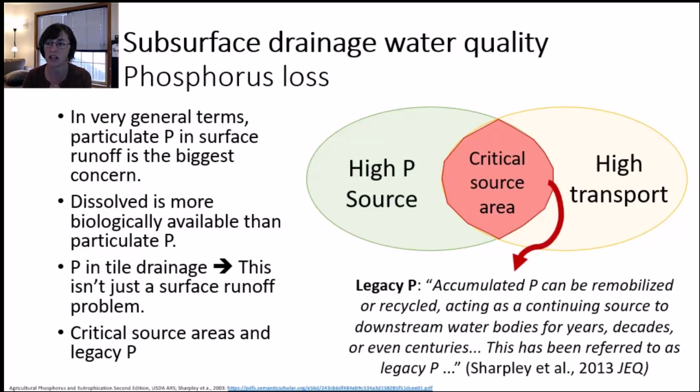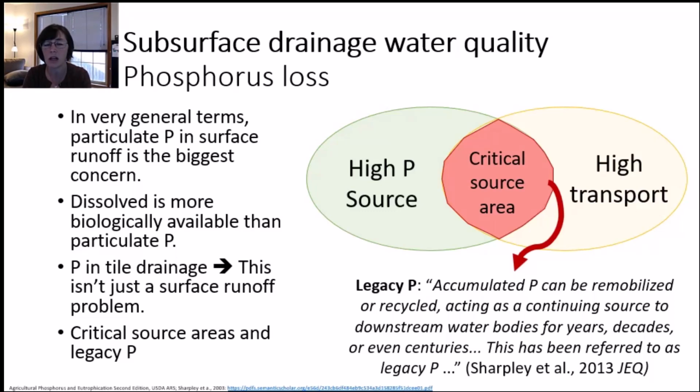In terms of agricultural management, critical source areas include areas that have legacy phosphorus. Oftentimes, this isn't the only case, but areas of legacy phosphorus result from buildup of phosphorus in the soil, especially beyond crop needs. Legacy phosphorus sources can also be found in riverbanks and stream banks, lakes, reservoirs, wetlands, anywhere where phosphorus, especially particulate phosphorus, has settled out over time.